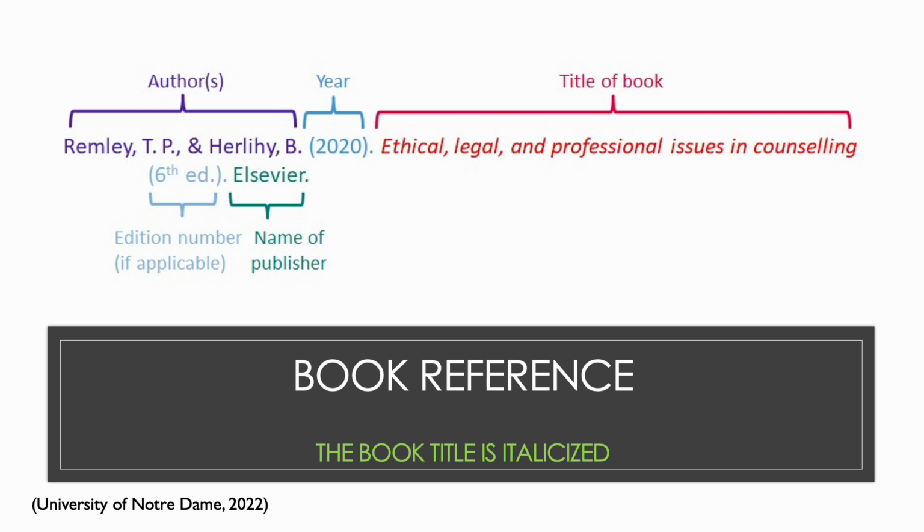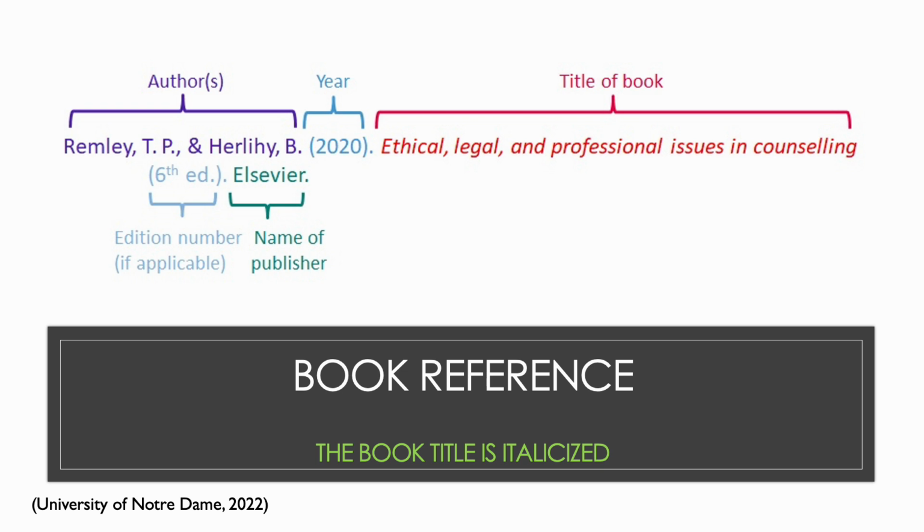You will begin a book reference by writing the author's last name and first initial. If there is more than one author, they are combined with the use of the ampersand symbol. The author's last names are followed by a period. The publication year is written next in parentheses, followed with a period. The title of the book is italicized with only the first letter of the first word capitalized, followed by a period.